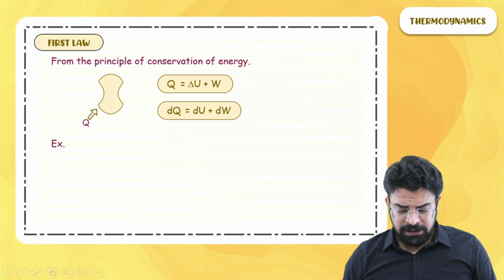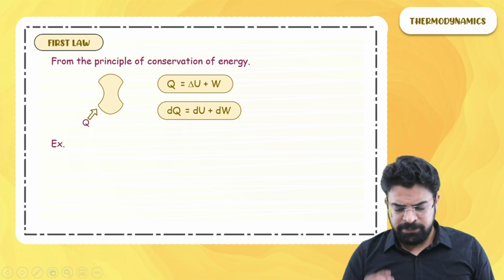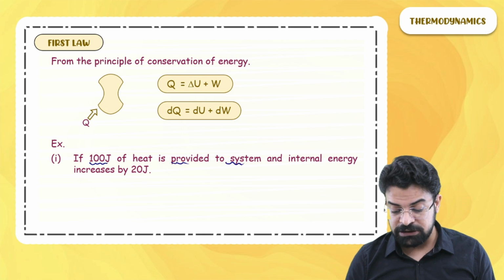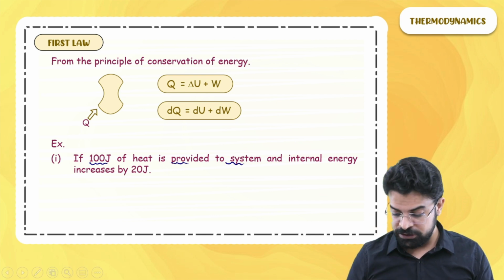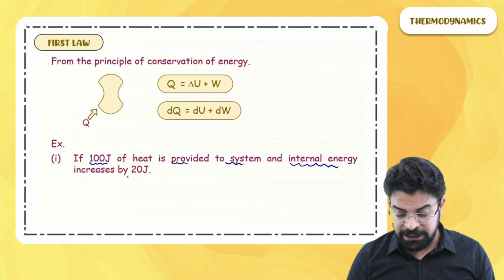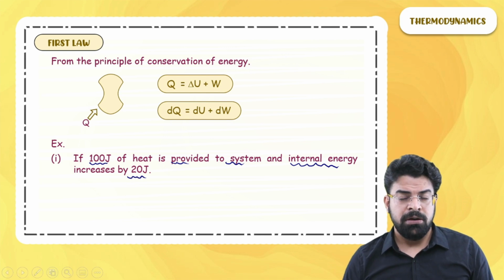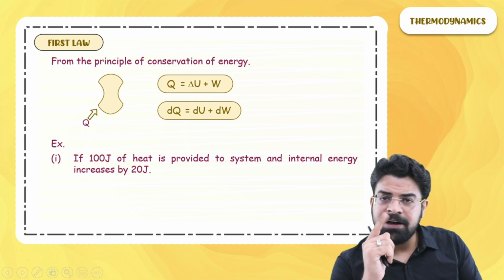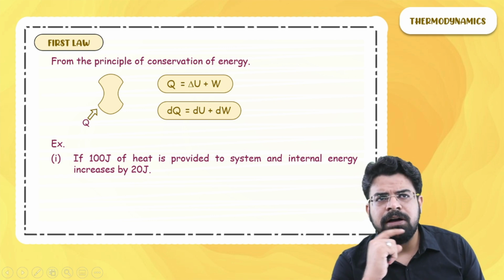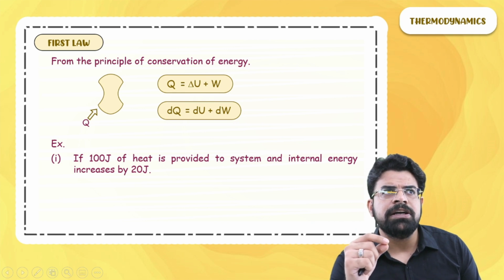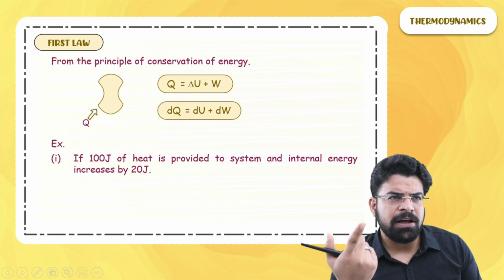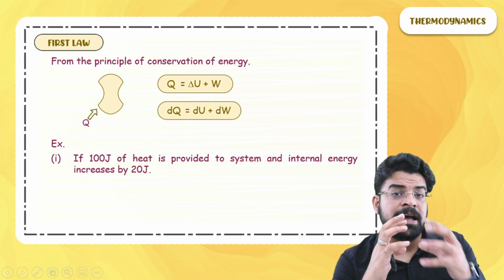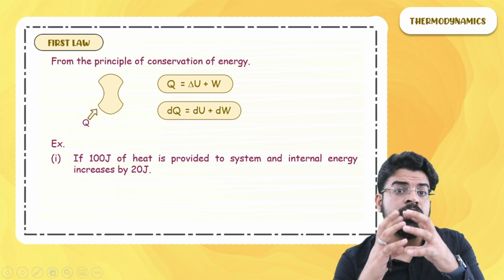Now let's take some example based on first law. Simple example. The first example, if 100 joule of heat is provided to system, and internal energy increases by 20 joule, what will be the work done by the gas? So sir, you are providing 100 joule, out of 100 joule, 20 joule has been used to increase the internal energy. Yes. So what happens to the rest 80 joule? The rest 80 joule would have been utilized by the gas in doing work on the surrounding.